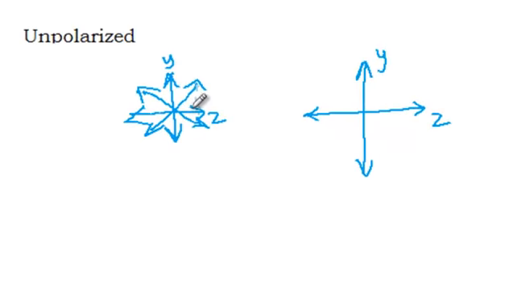You find out the component along the x direction and along the y direction for each of these vectors. And then you add up all the y components and all the z components, which means finally you get one y value and one z value. So now we are going to represent this unpolarized light with two arrows, one in the y direction and the other in the z direction.